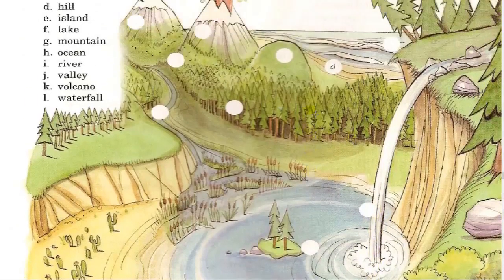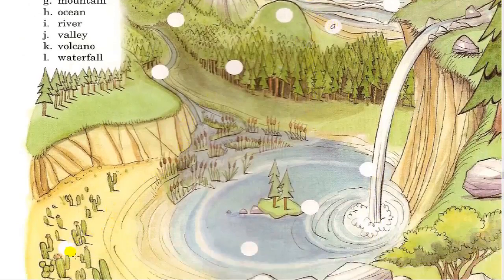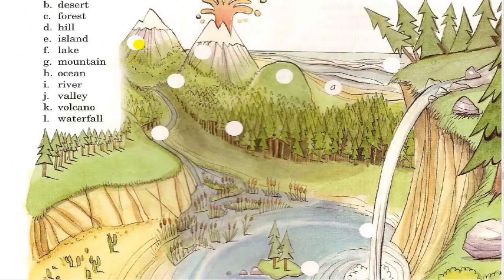Again, the answers. A, B, C, D, E, the island. F. G, mountain. H, ocean. I, river. J, valley. K, volcano. L, waterfall.